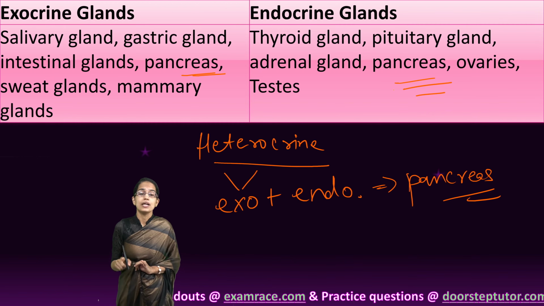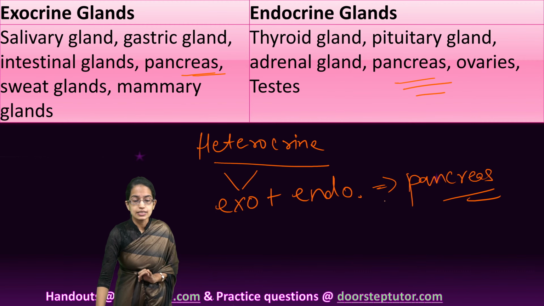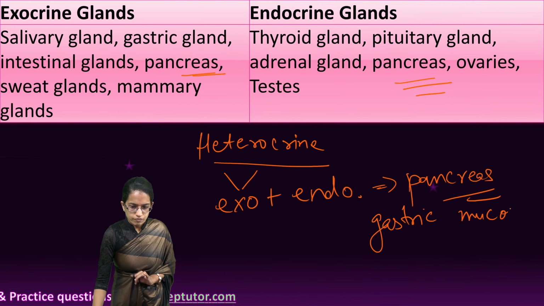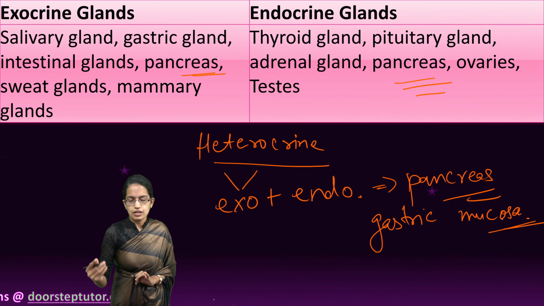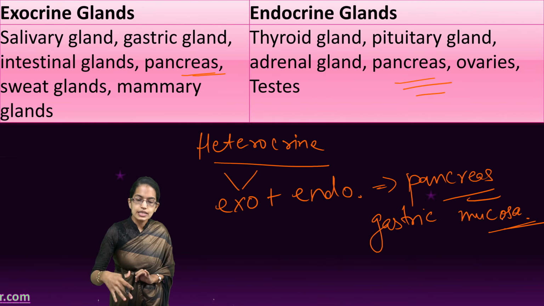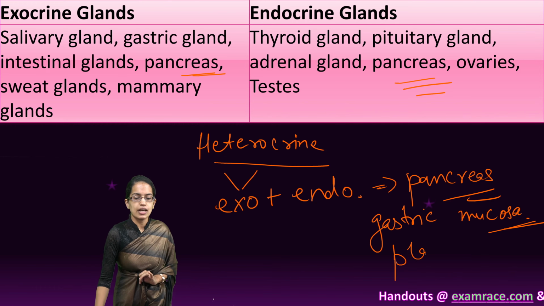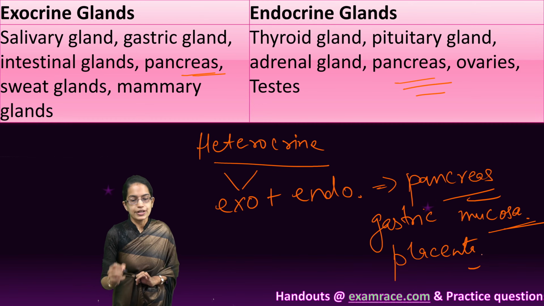Another good example of heterocrine glands is gastric mucosa. So gastric mucosa, which is released by the walls of the stomach, is again a heterocrine gland. And then we have the placenta as another example of a heterocrine gland.